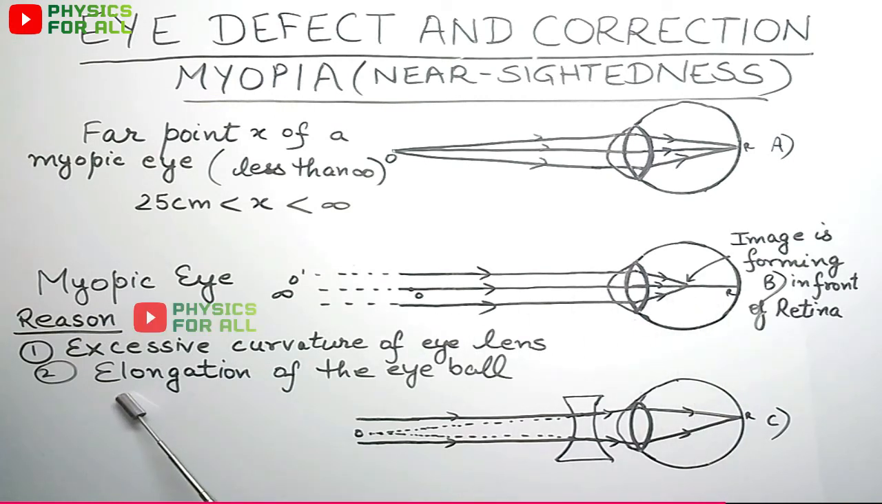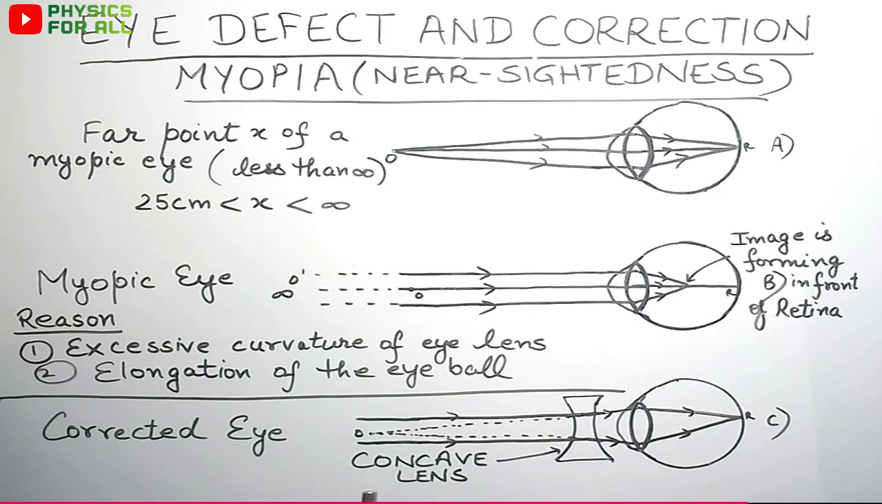Or the other case could be elongation of the eyeball, because if the eyeball elongates, then even if the lens is working properly, it will try to converge the rays at its normal focal length, but the retina would have shifted due to elongation, and then again the image will not form on the retina. So now what should we do to correct this defect?